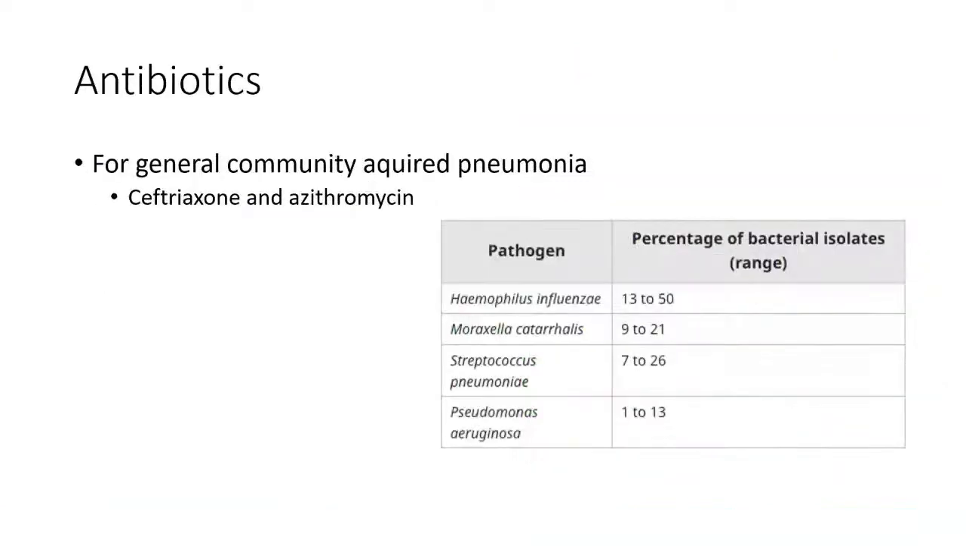So, lots of different bugs: Haemophilus, Moraxella, Strep pneumo is kind of the more common one, but Haemophilus as well, and then Pseudomonas. And these are the antibiotics we typically give: Rocephin, azithromycin for general community-acquired pneumonia.